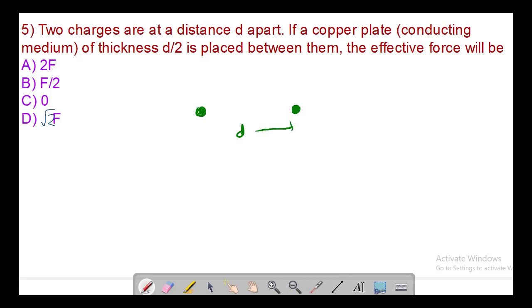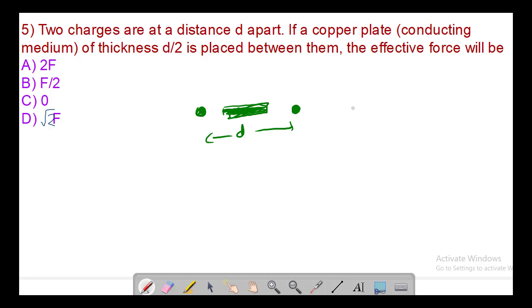So this is the distance between them. Now we introduce a copper plate between them, such that the thickness is d by 2. So here d by 2. So this is the thickness. This is the plate. Now what is the force between them now?